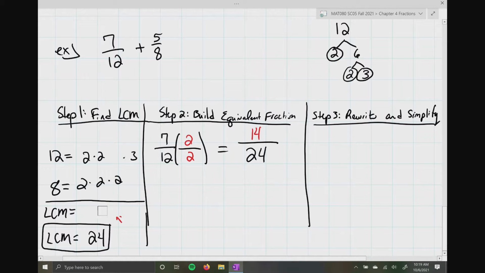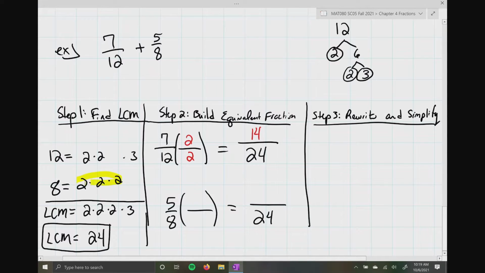So just watch. Now I'm going to do the same thing with 5 over 8. I want to build an equivalent fraction so that my denominator is 24. Now watch, I'm going to do the same exact thing.